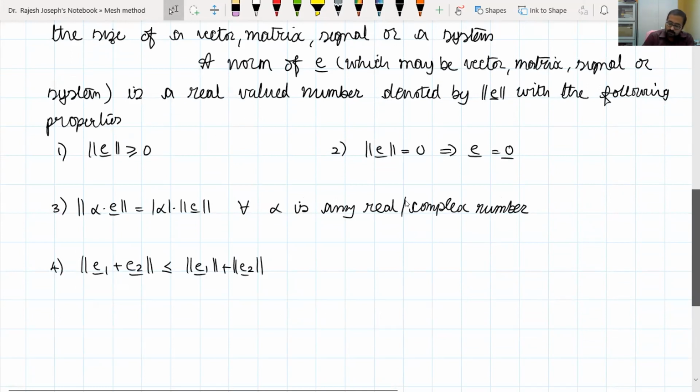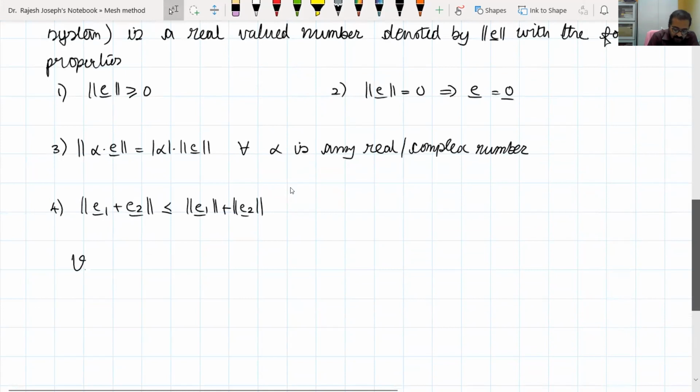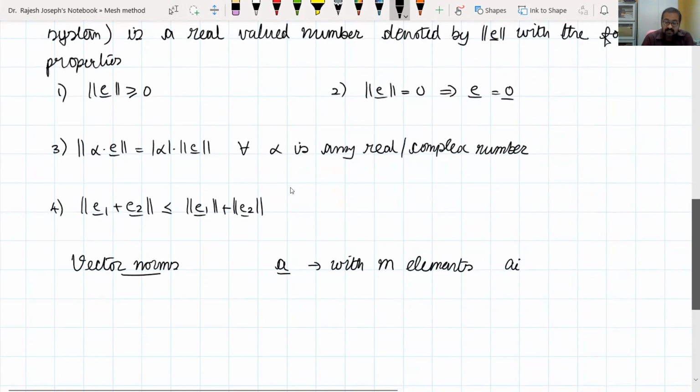So now we will go to vector norms. Suppose you have a vector A. It has m elements, so that means there are m rows and one column. Vector with m elements. Let AI be each element. So what is our A bar? A bar is A1, A2, etc., AI. So AI is the ith component, and mod AI is the magnitude or absolute value of the ith component.